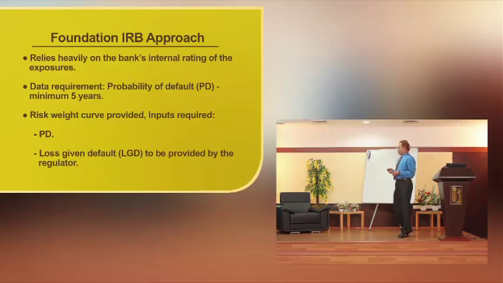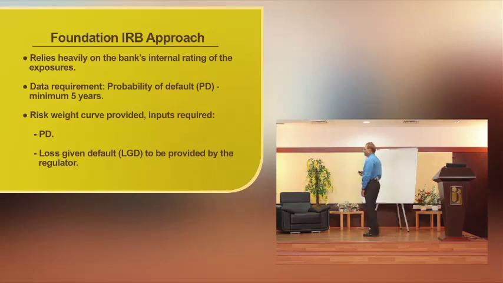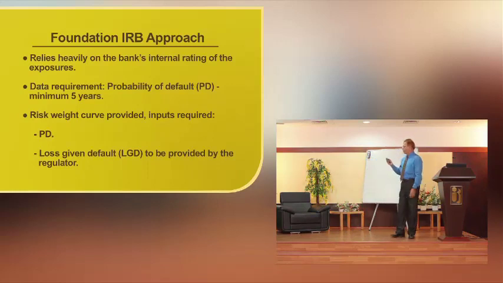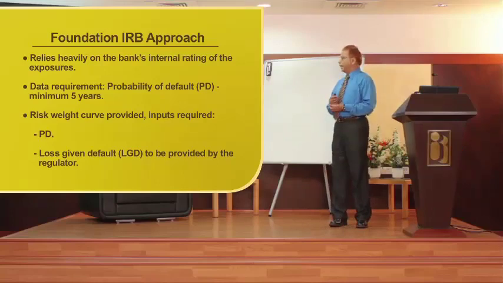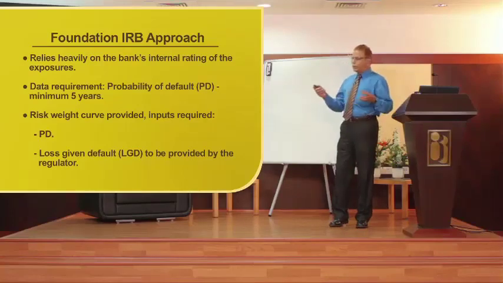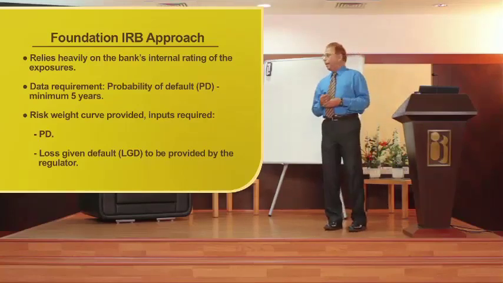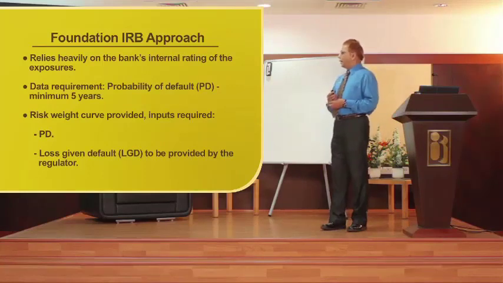So the foundation IRB approach basically says the bank has to compute its own probability of default. This is done using the internal ratings. The bank must have a rating history of 5 years, and they should use migration analysis or any kind of analysis to arrive at the probability of default. A minimum of 5 years of data is required. And then using that, you can calculate the risk weight curve to be provided.